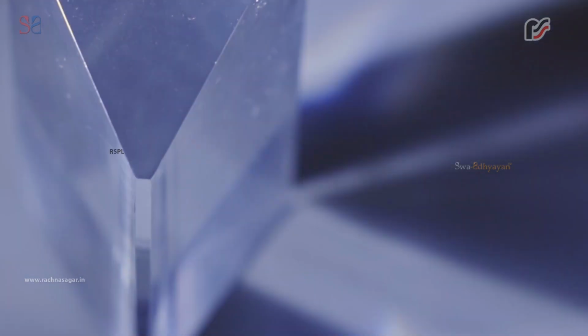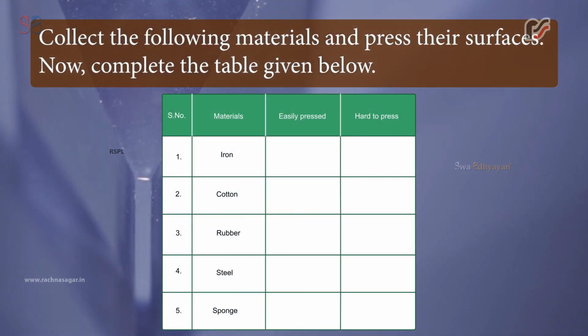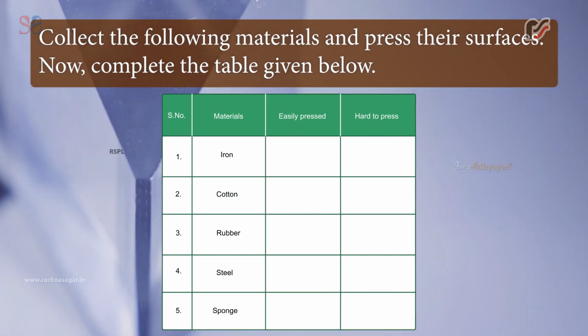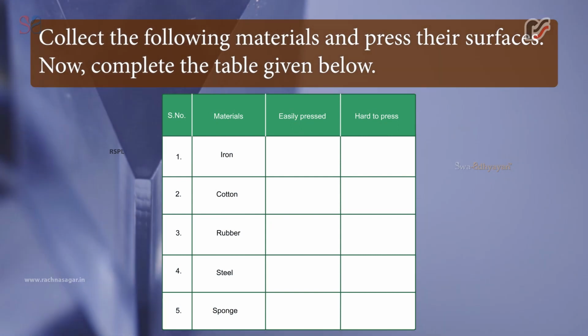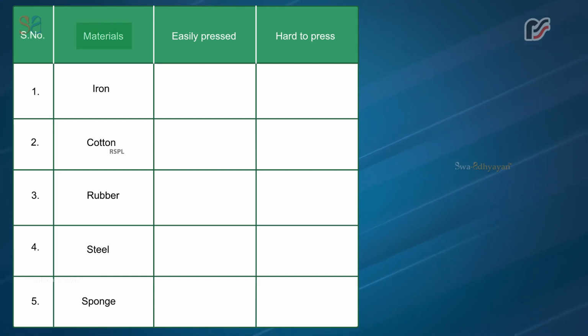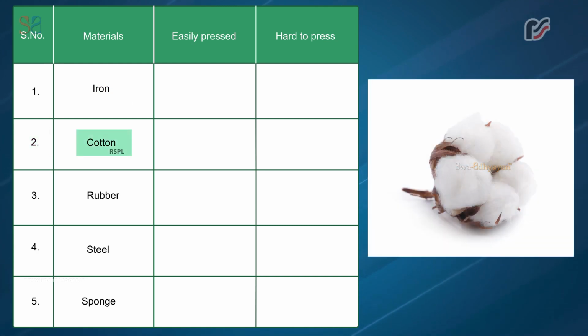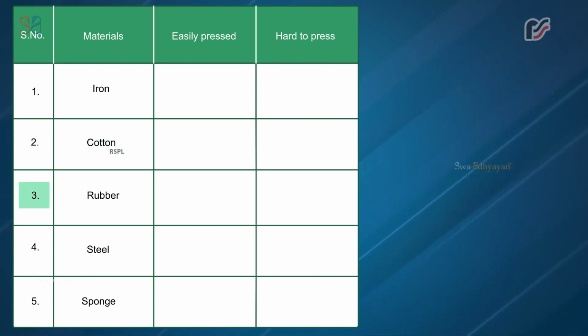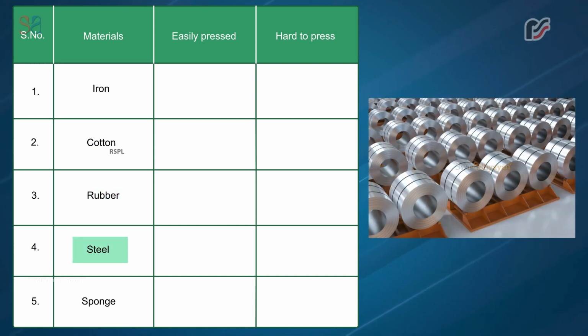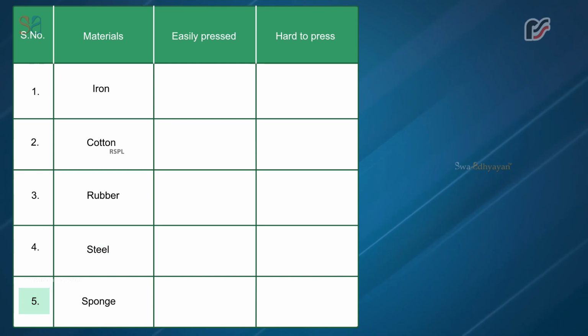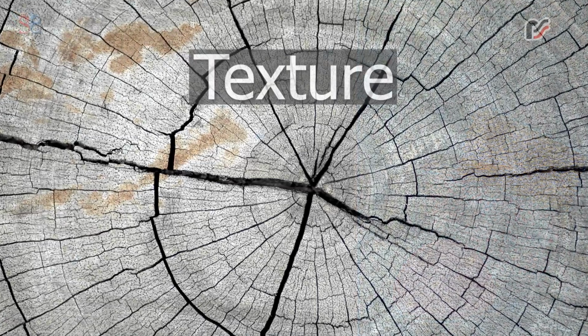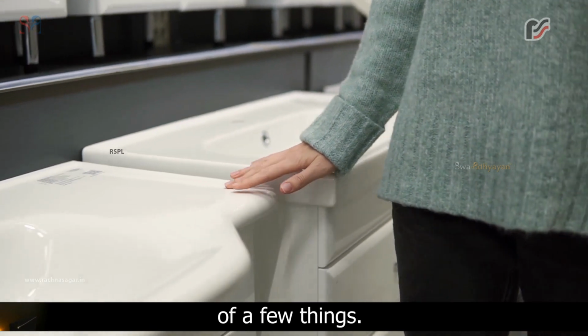Activity 7. Collect the following materials and press their surfaces. Now complete the table given below. Serial number, materials, easily pressed, hard to press. Number 1, iron. Number 2, cotton. Number 3, rubber. Number 4, steel. Number 5, sponge.